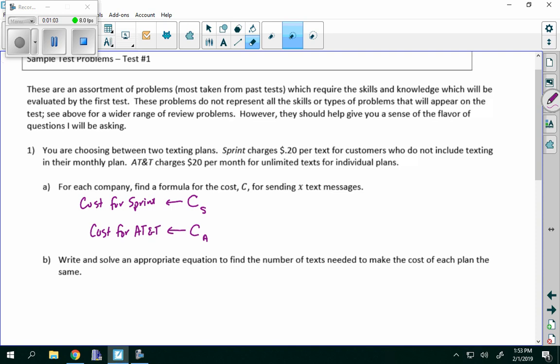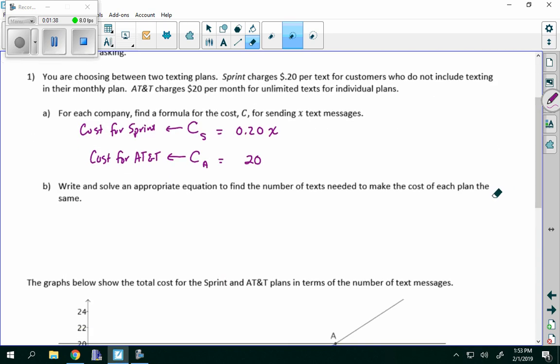The cost for the Sprint plan depends on how many texts you send, because it's 0.2, or 20 cents, for each text, and X represents how many texts you're going to send. However, the AT&T plan is $20 per month, and it doesn't matter how many texts you send. So those are the two formulas to determine the monthly cost for text messages under the Sprint plan and AT&T.